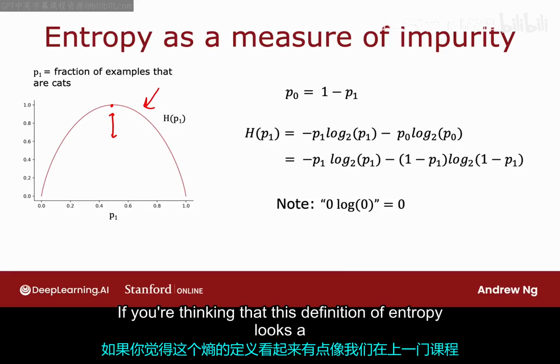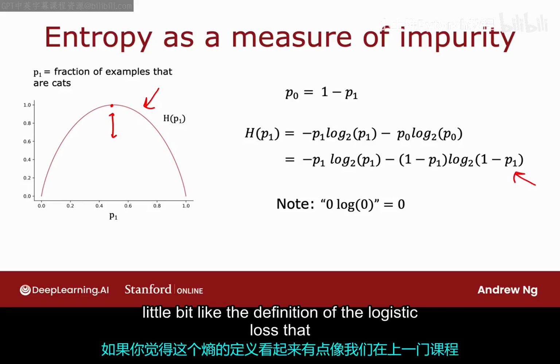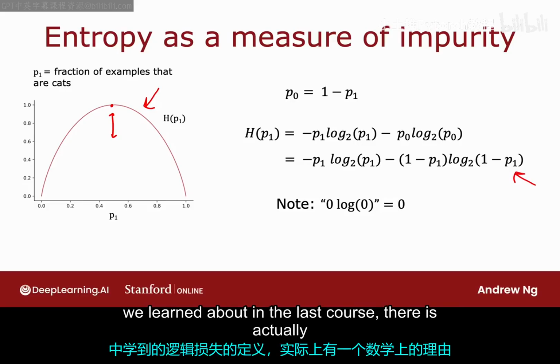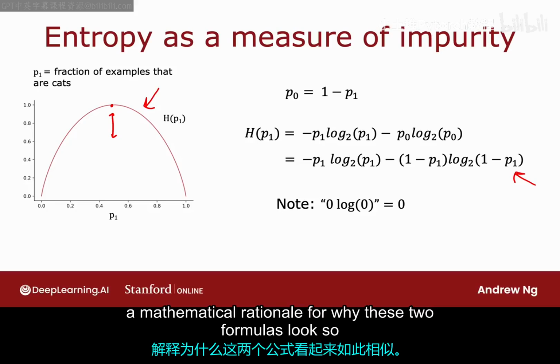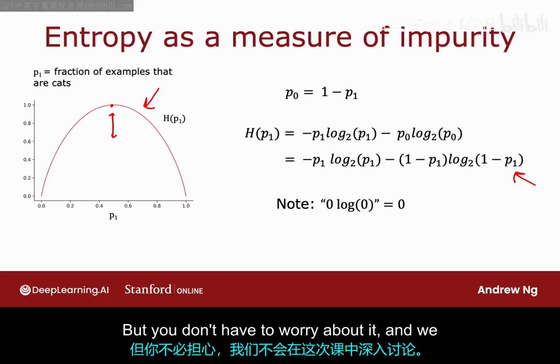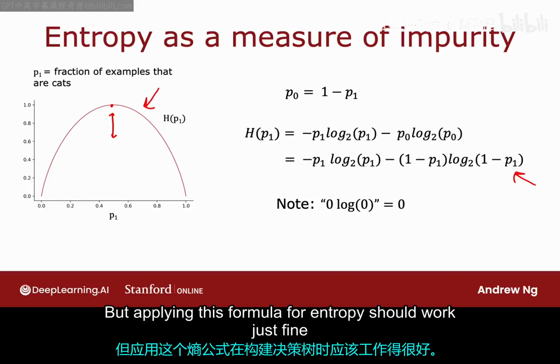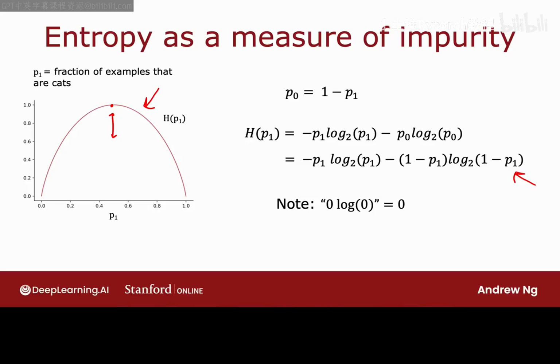If you're thinking that this definition of entropy looks a little bit like the definition of the logistic loss that we learned about in the last course, there is actually a mathematical rationale for why these two formulas look so similar. But you don't have to worry about it, and we won't get into it in this class. But applying this formula for entropy should work just fine when you're building a decision tree.